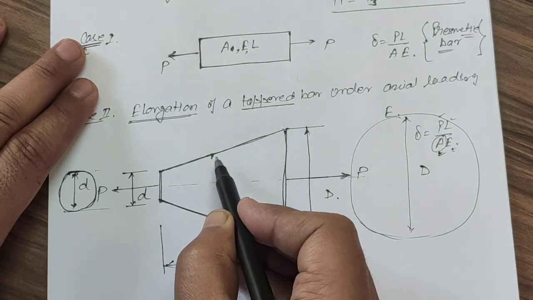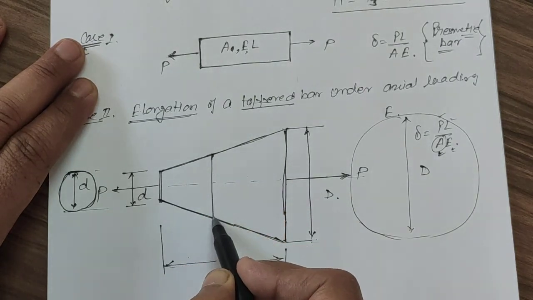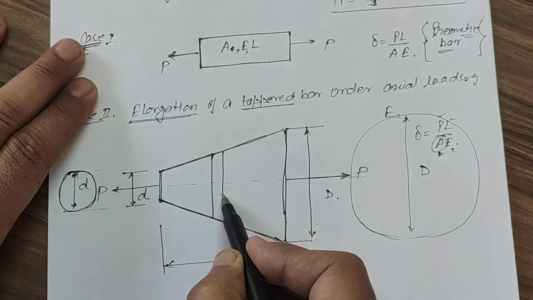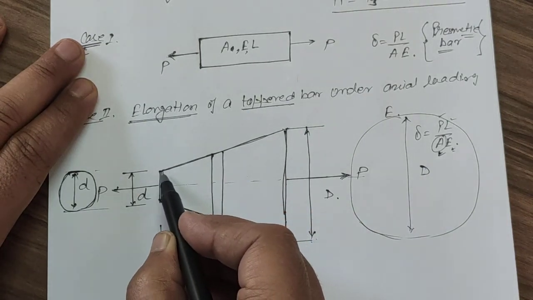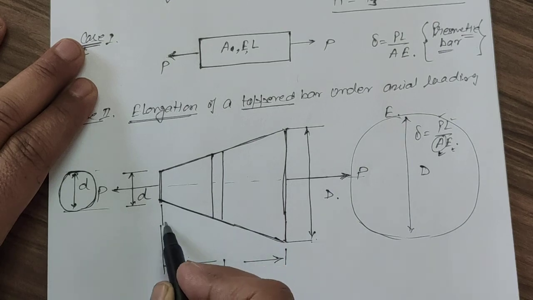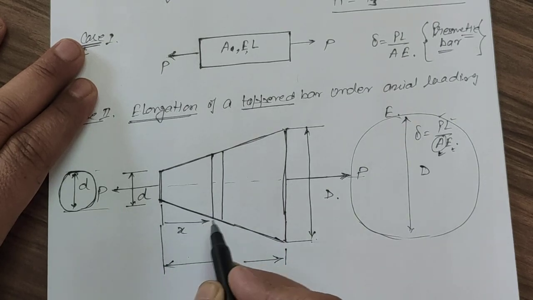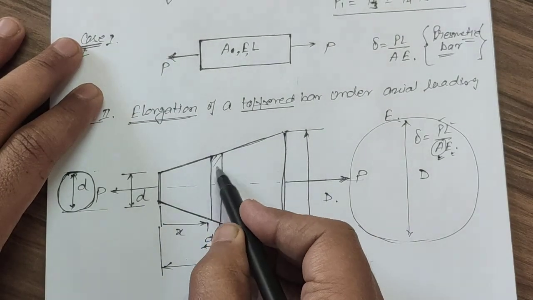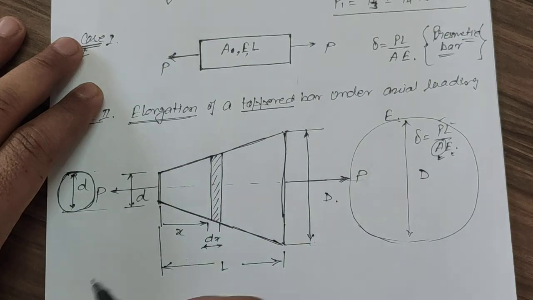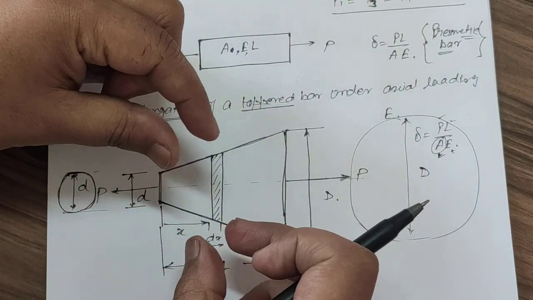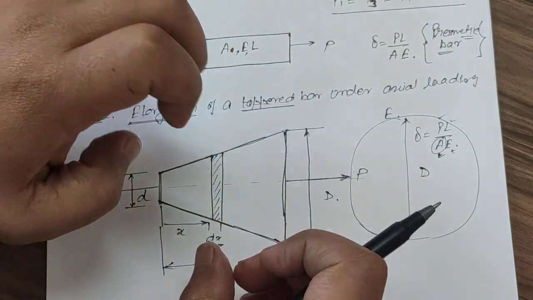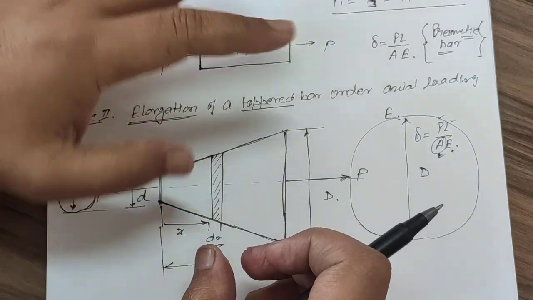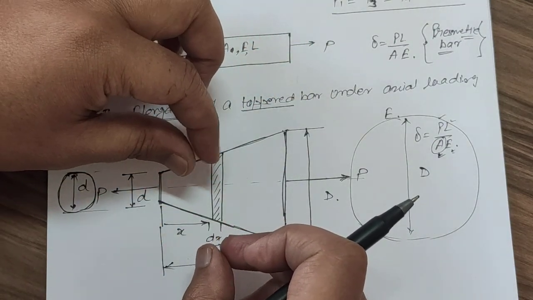So we will take one section, and the section is taken at a distance x of thickness dx. We have taken a section at x whose thickness is dx. This dx thickness is very small. Here I have taken the magnified view, but this dx is very small.